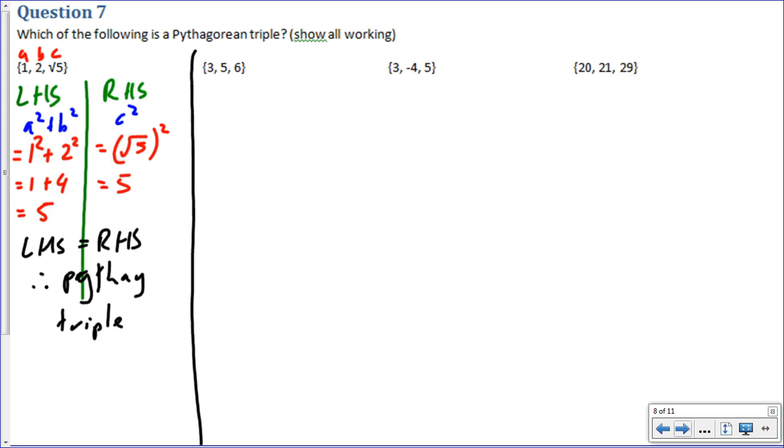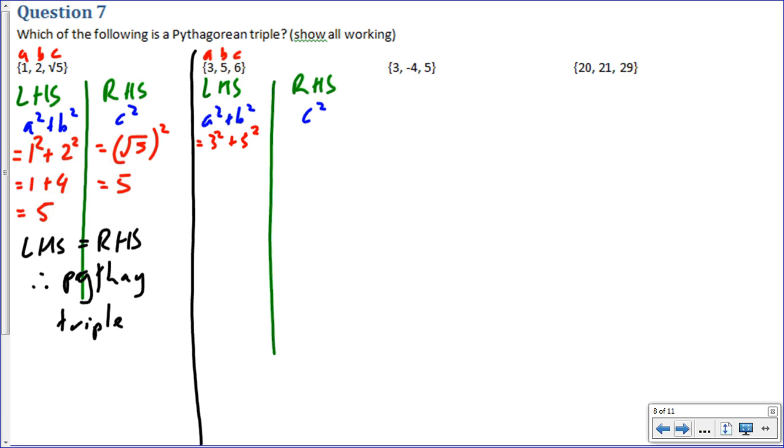So again, for the second one, left-hand side, right-hand side. We can write our formula in. A squared plus B squared is the left-hand side, C squared is the right-hand side. Having a look at our data there, because it's written in the order A, B, C, the numbers are there. So it's going to be equal to 3 squared plus 5 squared. So it's going to be 9 plus 25, so equals 34. On the right-hand side, that's going to be equal to 6 squared equals 36.